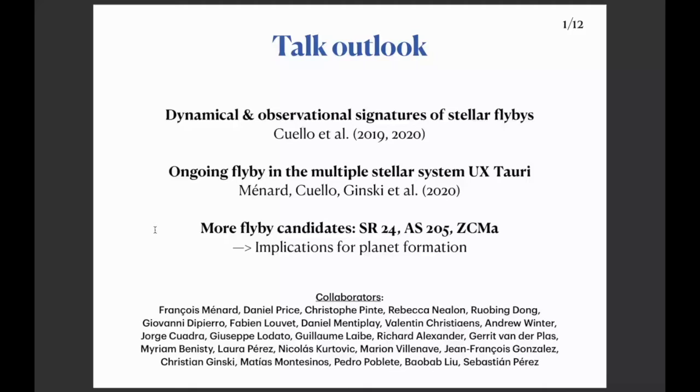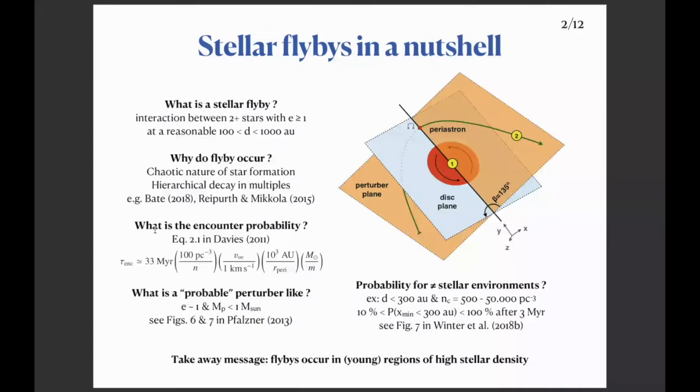So if we want to summarize what is the effect of stellar flybys on disks, first we need to start with a definition. So it's an interaction between two or more stars where one of the participants has an eccentricity larger than 1, and it has to come to a reasonable distance, let's say between 100 and 1,000 AU, in order to create a dynamical signature without being too destructive. And this kind of flybys occur because of the chaotic nature of the process of star formation, or also because of the hierarchical decay in multiple systems.